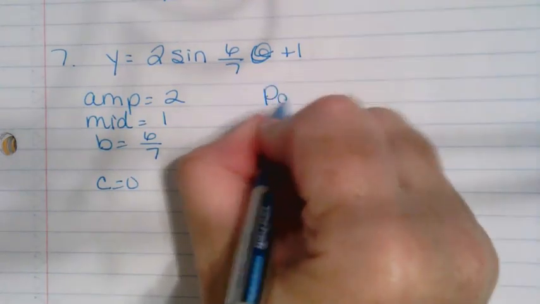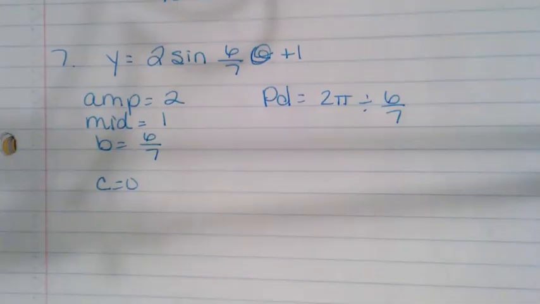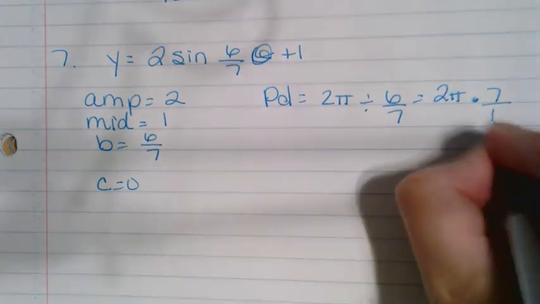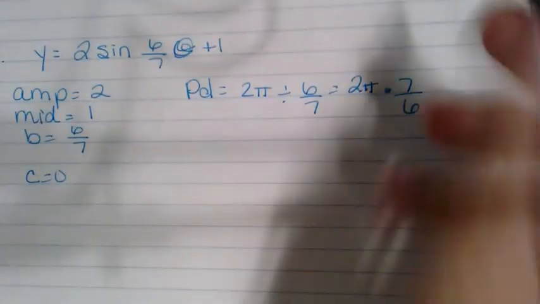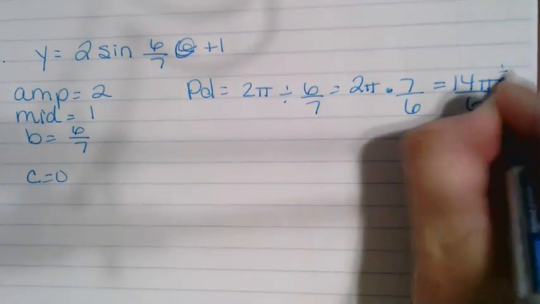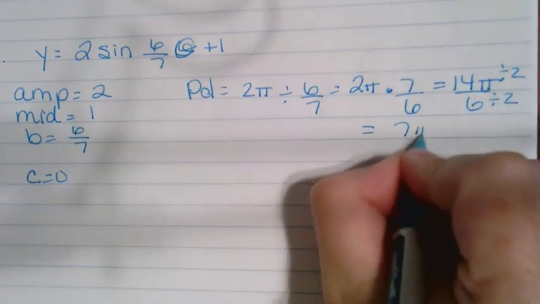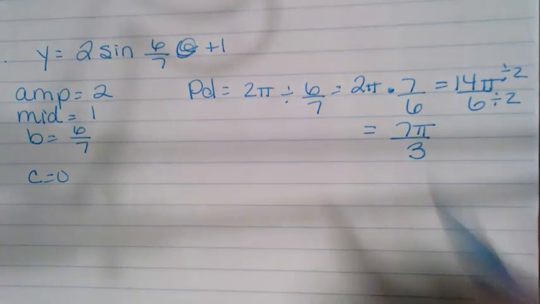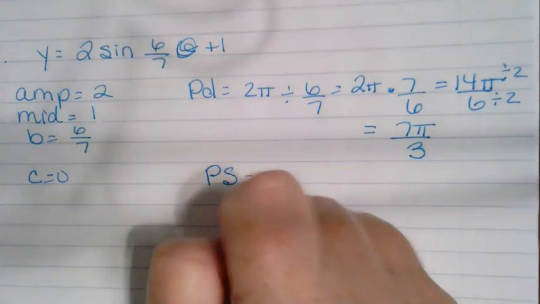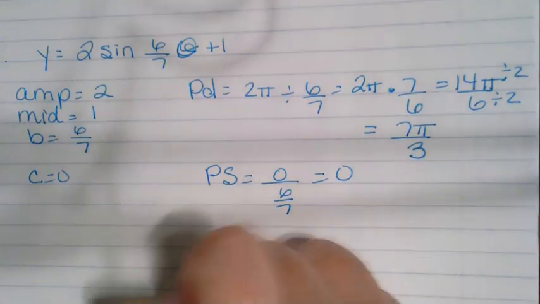Okay, so here we go. We got a calculator period. So it's 2 pi divided by 6/7. Keep, change, and flip. 14 pi over 6. We can take a 2 out, so we get 7 pi over 3. Because we have no C, the phase shift is 0 over 6/7, which is 0.